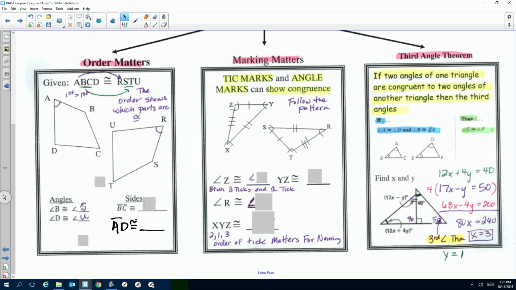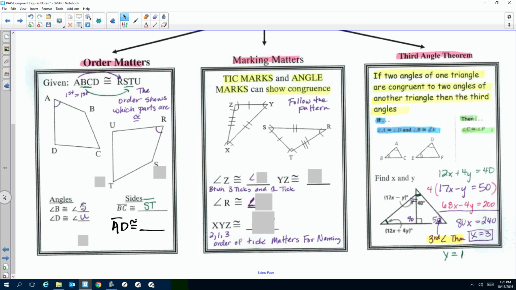All right, BC, that's our middle letters here. BC should be congruent to ST. Okay, AD should be congruent to RU. Okay, so the order tells you which parts correspond with one another and would be congruent.